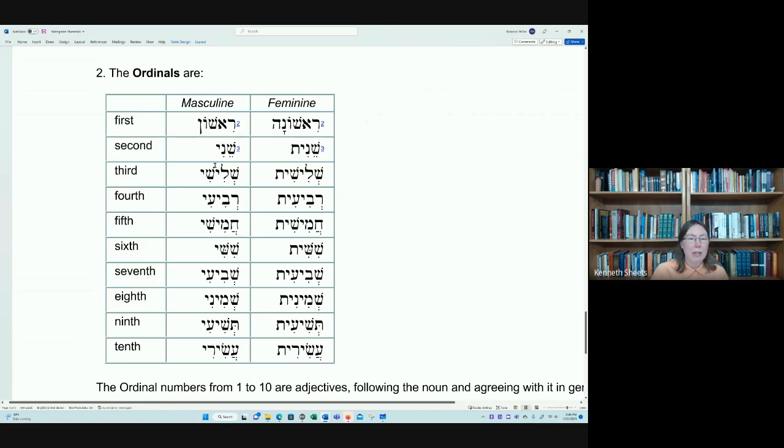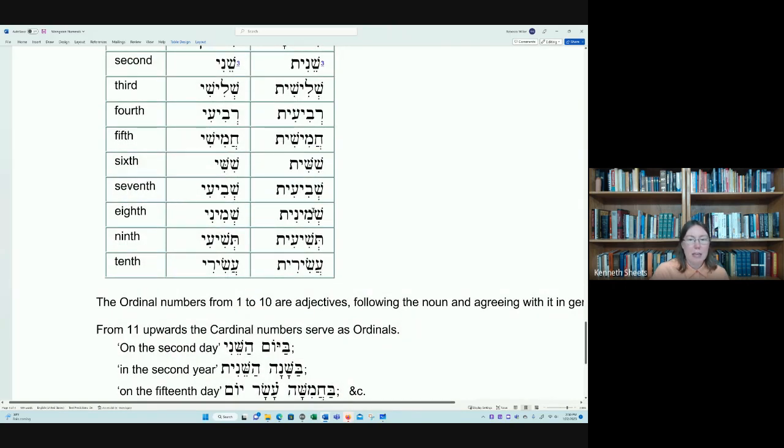Second, sheni. And remember that we saw up above that 2 was shenayim. So they've taken the triliteral root and they've just added that i to the end. So sheni, and then on a feminine noun, we would say shenit. Third, shlishi, for the feminine, shlishit. Fourth, revi'i or revi'it. Fifth, chamishi, chamishit. Sixth, shishi, shishit.